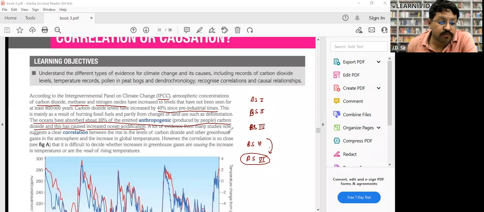A lot of evidence from many studies now suggests a clear correlation between the rise in the level of carbon dioxide and other greenhouse gases in the atmosphere and the increase in global temperature, right? However, the correlation is so close that it is difficult to decide whether the increase in greenhouse gases is causing the increase in temperature, or rising temperatures are increasing the greenhouse gases. Got that point?